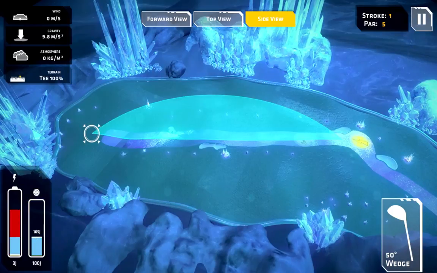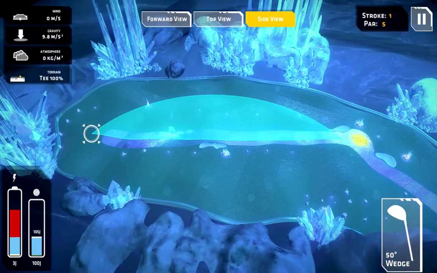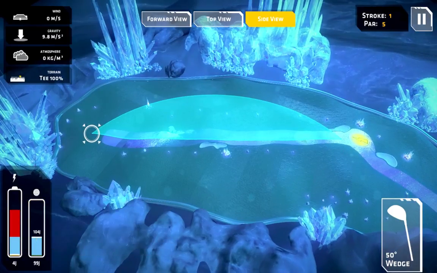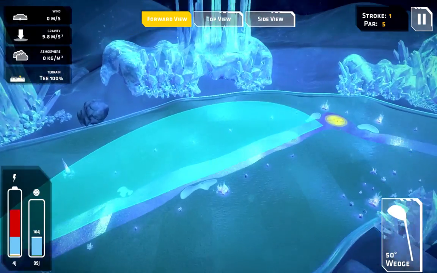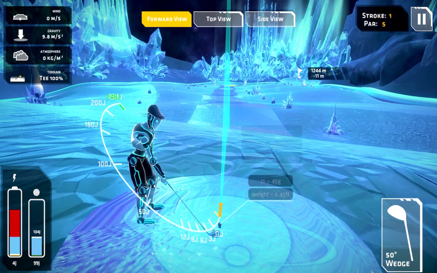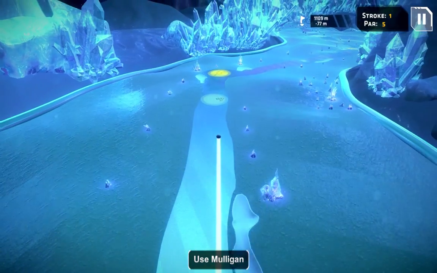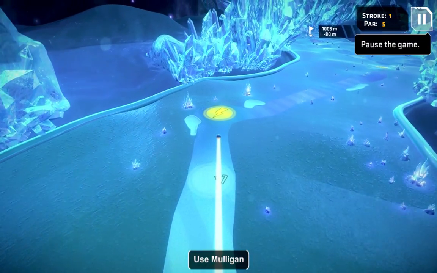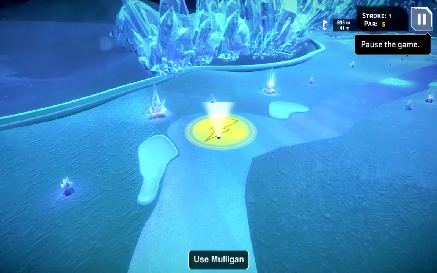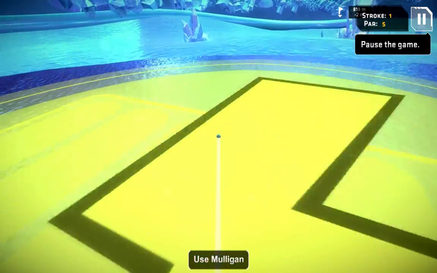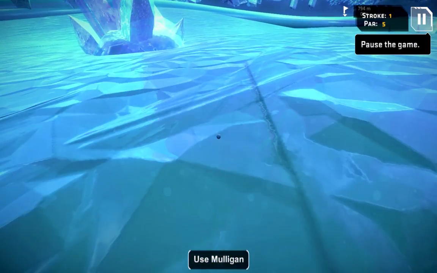Now we always have to account for the roll distance after the shot, which has a lot to do with the friction in the shot with the ball. So let's see how this goes. I'm going to try and hit it. And that bounced it clear off. We didn't get it.